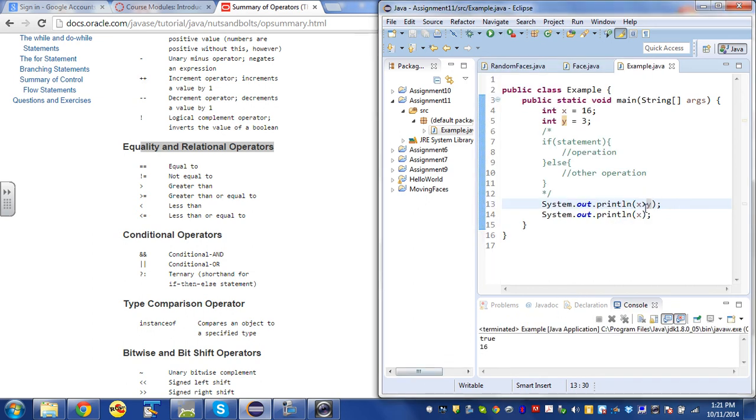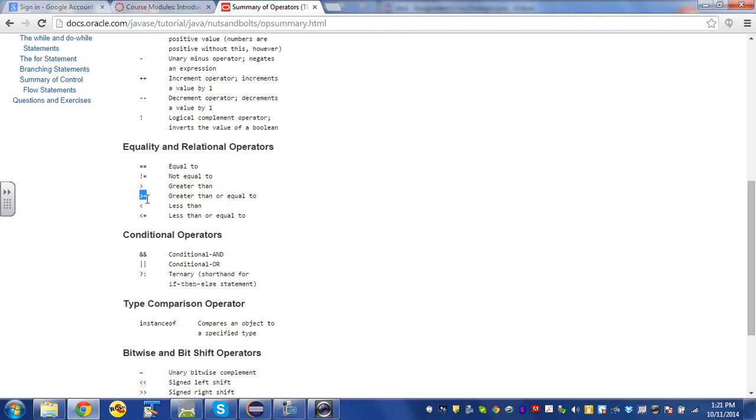X is greater than y, because 16 is greater than 3. And greater than or equal to, well, if they're equal, it will also evaluate to true, where this one, if they're equal, will evaluate to false. Less than or equal to. You get the idea.